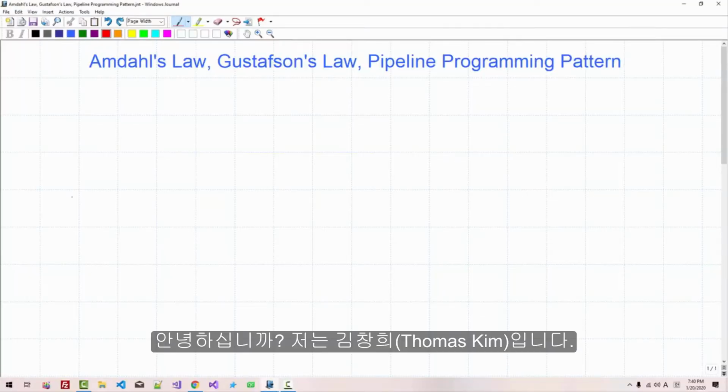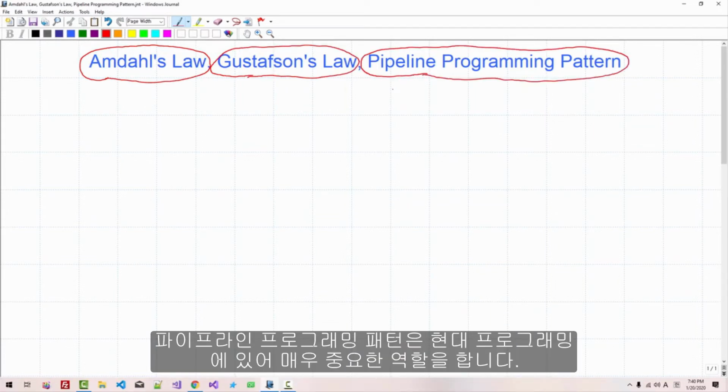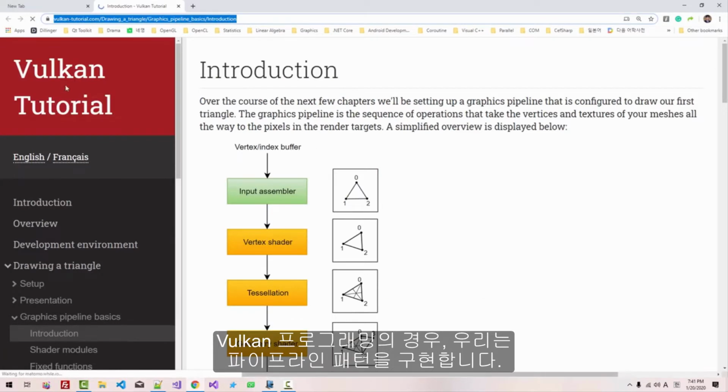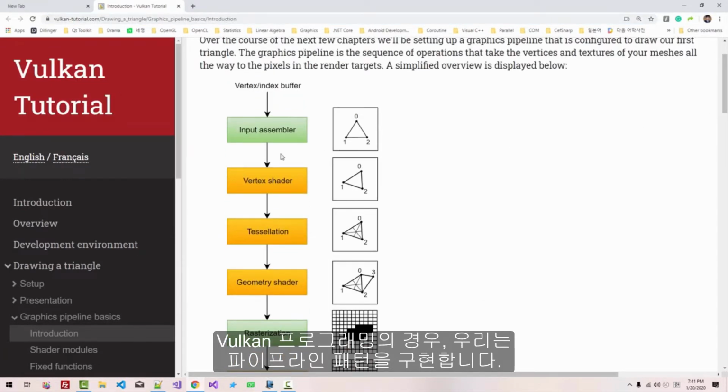Hi everyone, my name is Thomas Kim. In this episode, I will explain Amdahl's law and Gustafson's law and pipeline programming pattern. Pipeline programming pattern plays a very important role in modern programming. In case of Vulkan programming, we implement the pipeline pattern.